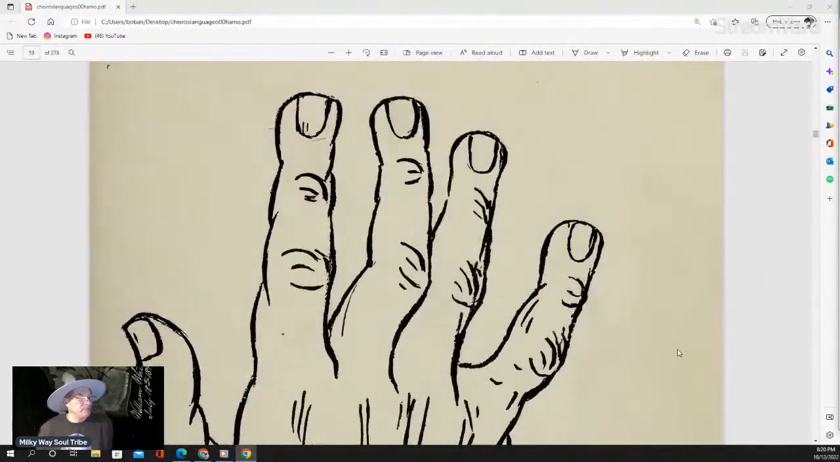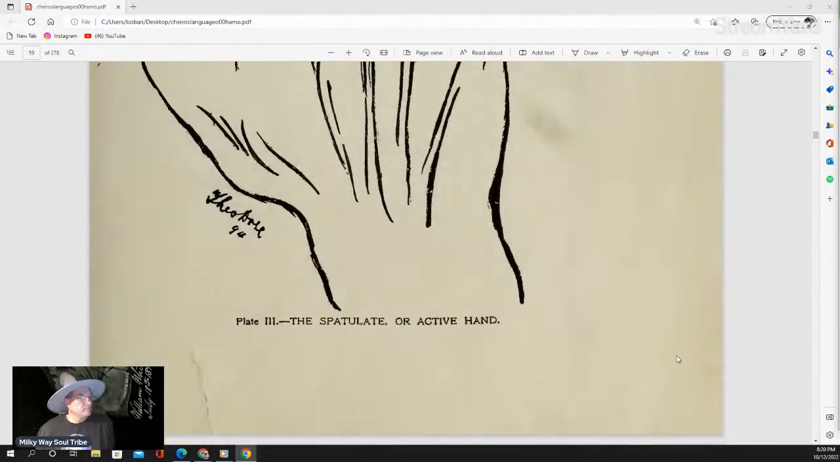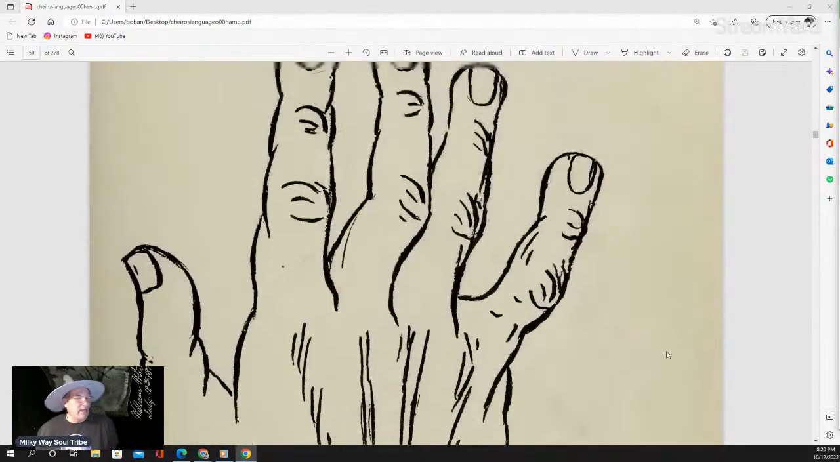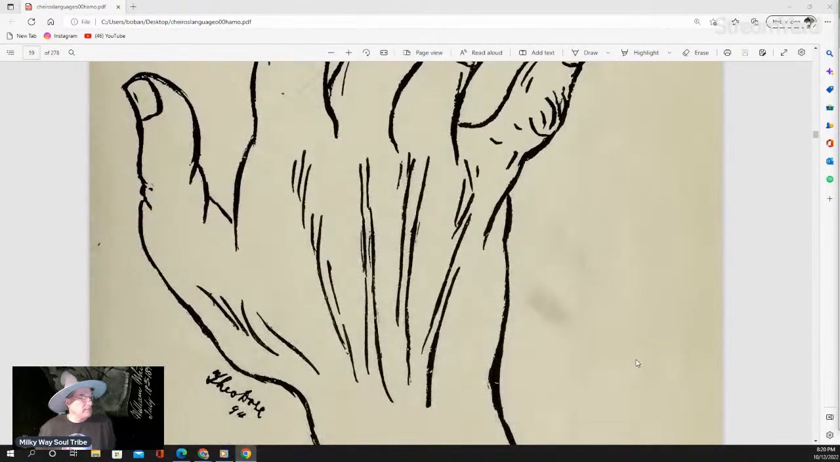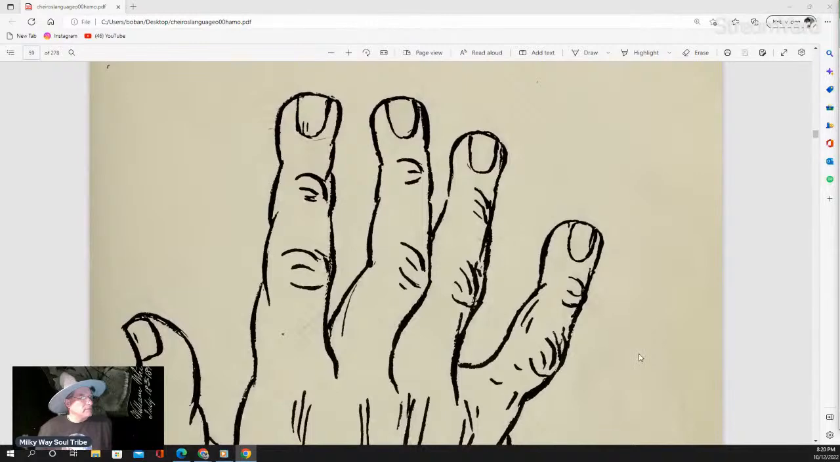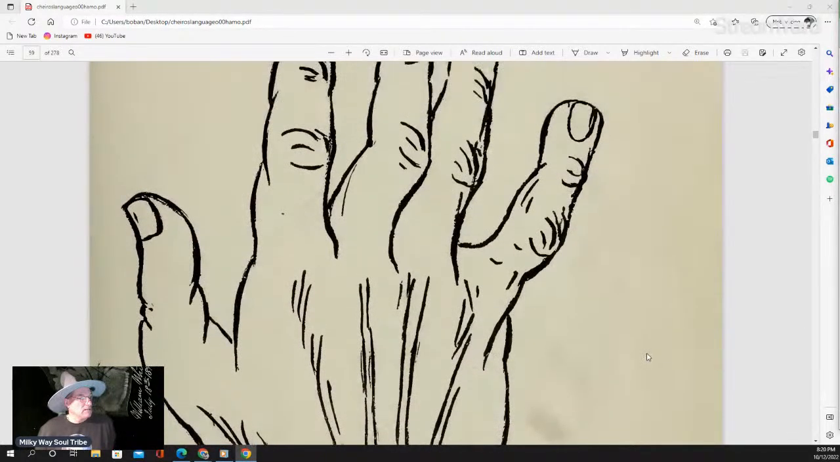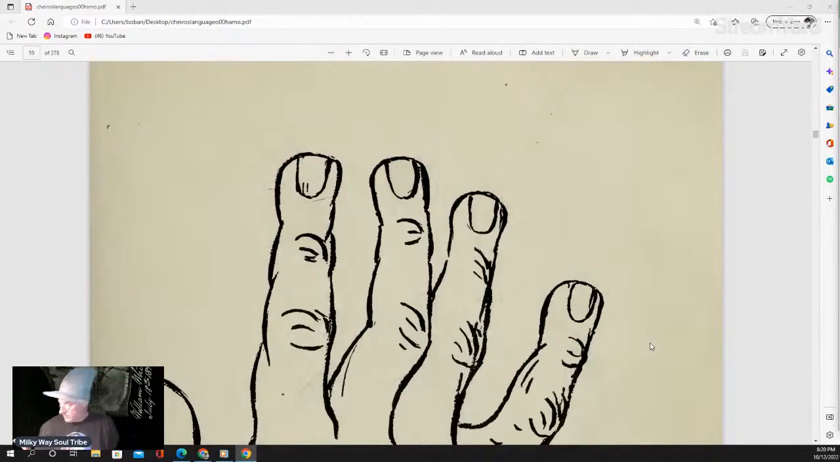Look at that. So there you go. You have hands like this, the spatulate or active hand. I wonder what kind of hand I've got. Take a good look at that. Does your hand look like that? Square, spatulate fingers. No, mine are more rounded.